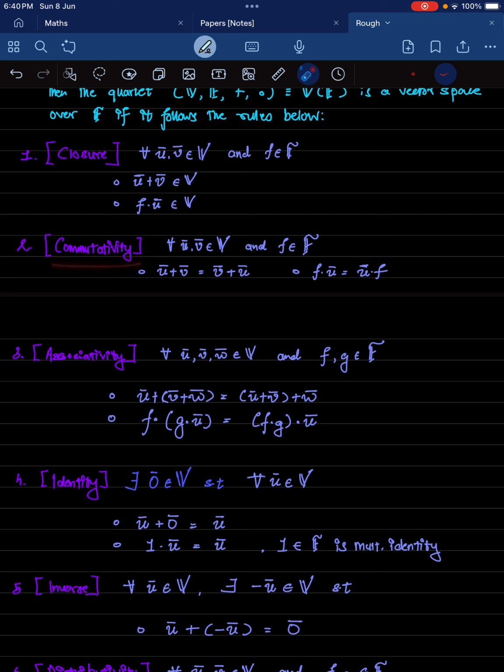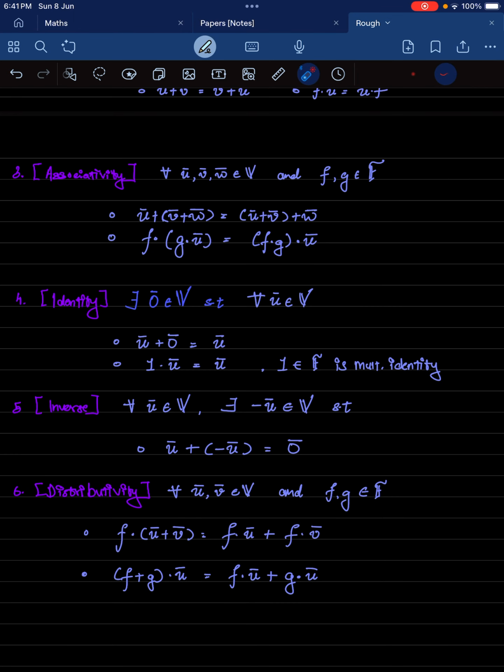Now commutativity is the same as before. It's nothing different. If you have two vectors, then u plus v is the same as v plus u. The order of operands in the vector addition doesn't matter. Similarly, if you also have a scalar f, f times u is the same as u times f. So even in scalar multiplication, the order of the operands doesn't matter, but one of the operands has to be a vector and the other has to be a scalar. That's a given.